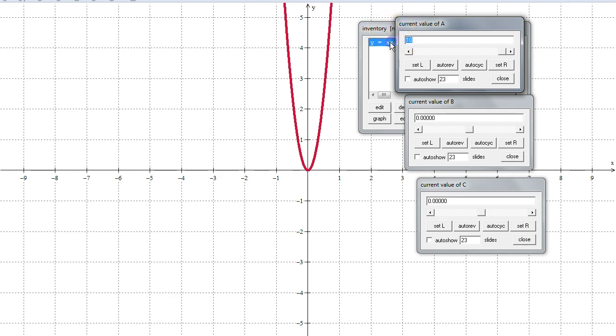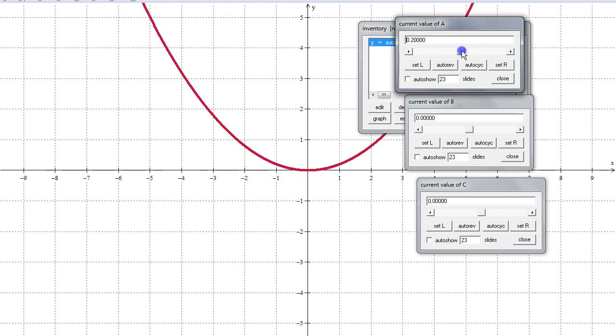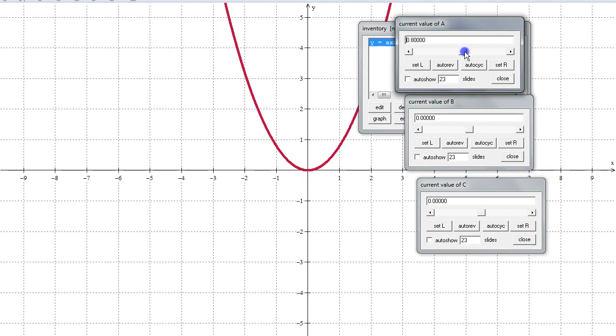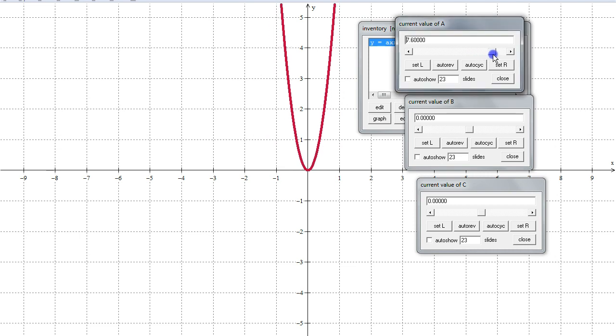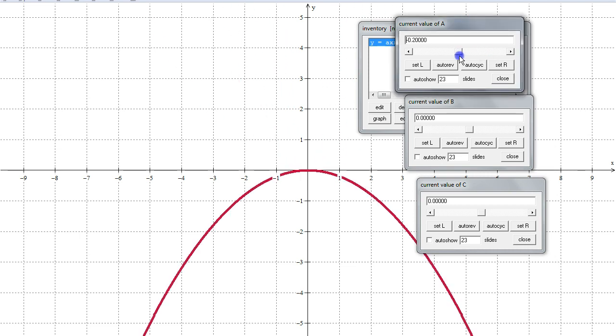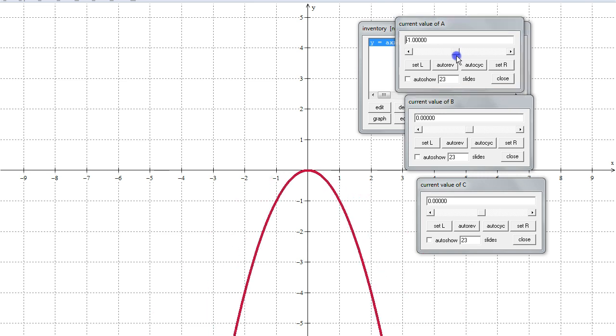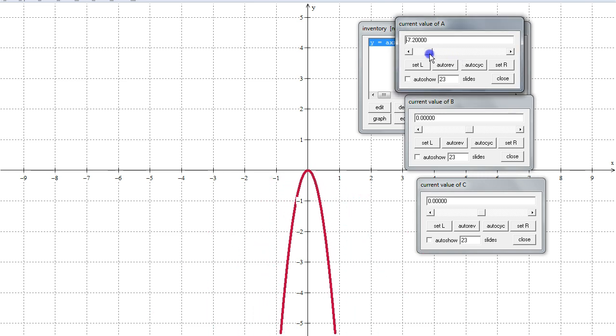Okay. Do you see that? So if A is like 0.2, it's a lot wider, isn't that right? As we change the value of A more and more, it gets narrower and narrower. It works the same way. If it's negative 0.2, it's kind of wide, right? As I make this larger, it gets narrower and narrower.